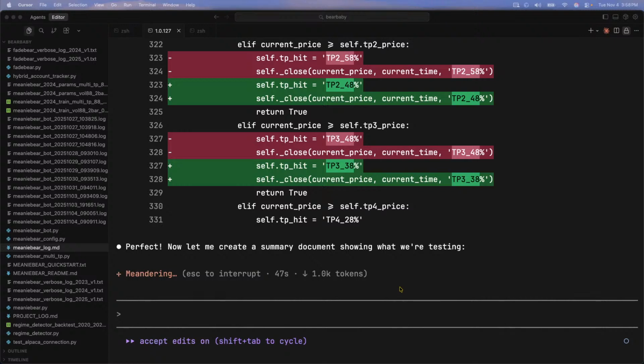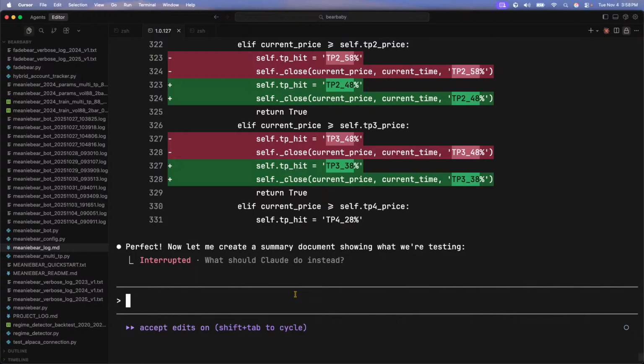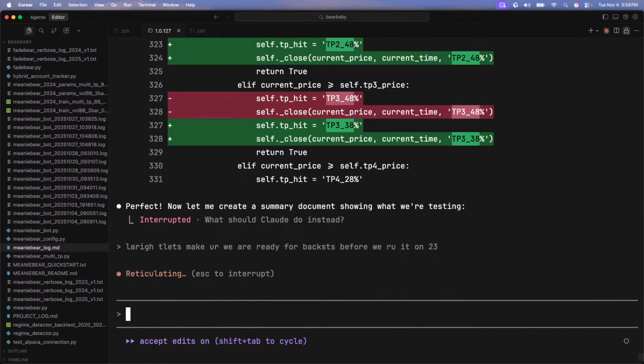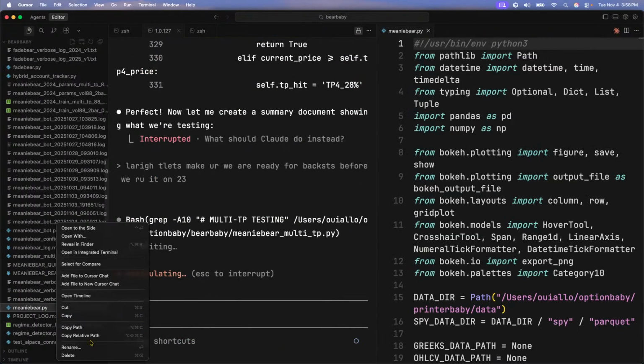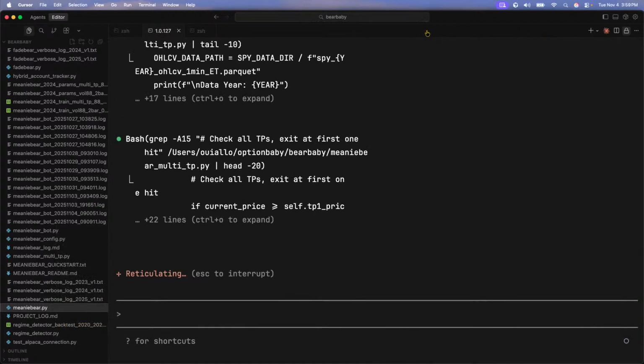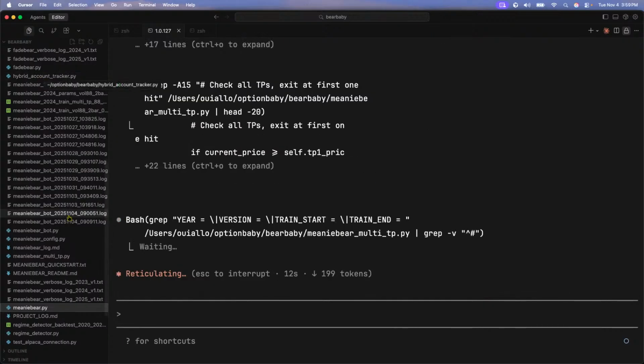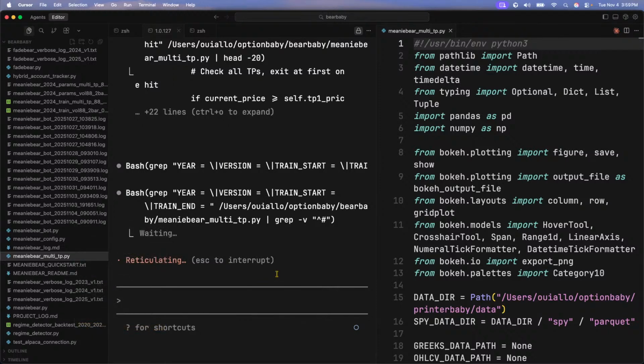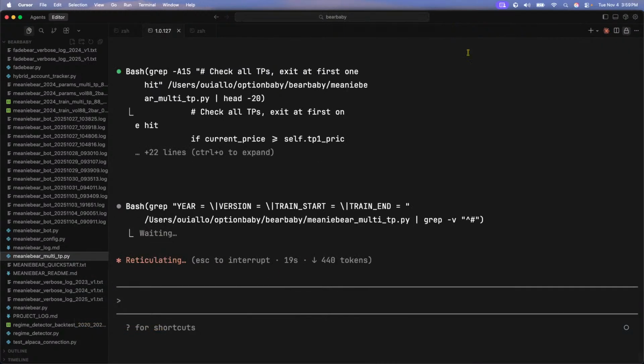Let me create a document to show what we're testing. I didn't actually follow that. All right. Let's make sure we are ready for back test before we run it on 23. Oh, it's not that one. It's the multiple. Almost ran it on the.